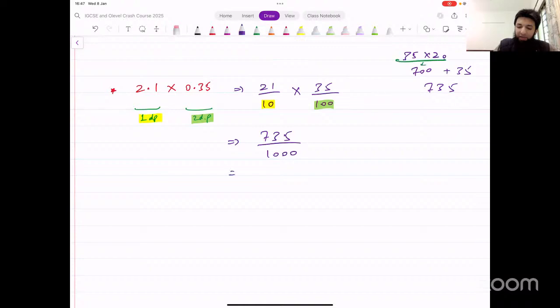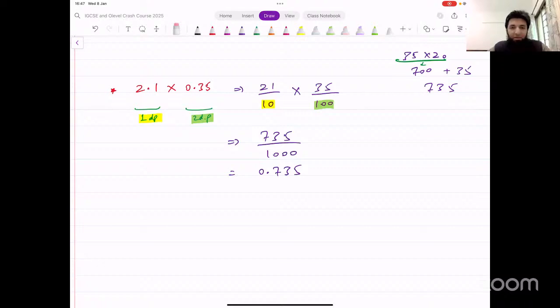So that gives you 735. And now, how do you convert it to decimals? You've got 3 zeros. You need to have 3 decimals when you simplify this. So this is going to become 1, 2, 3. That's 0.735. That's the result that you get from this. Okay, this is how we can do decimal multiplication.